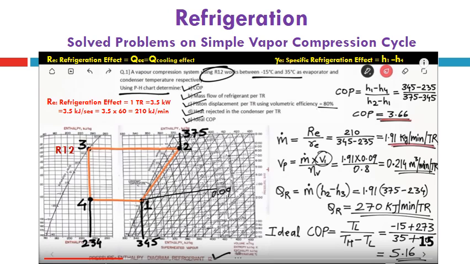The total heat rejected in the condenser can be estimated by Q condenser equals m dot times H2 minus H3, which equals 1.91 multiplying by 375 minus 234. We get that the Q rejected in the condenser equals 270 kilojoule per minute per ton. The ideal COP can then be estimated using the evaporating temperature in Kelvin, T low, divided by the temperature difference. From this, we get that the ideal COP is equal to 5.16.